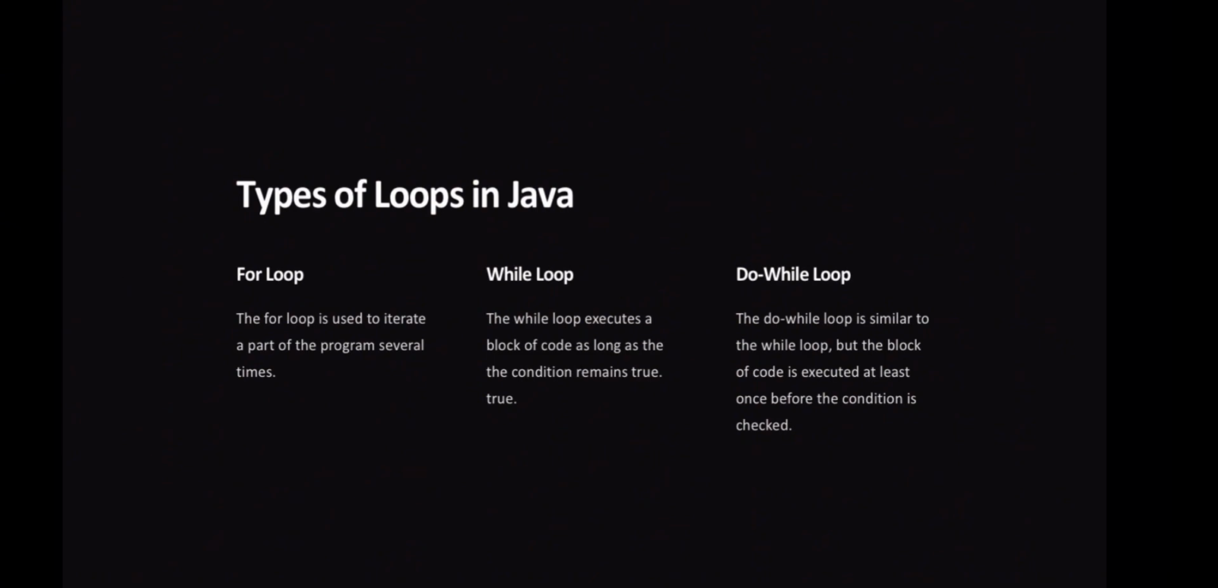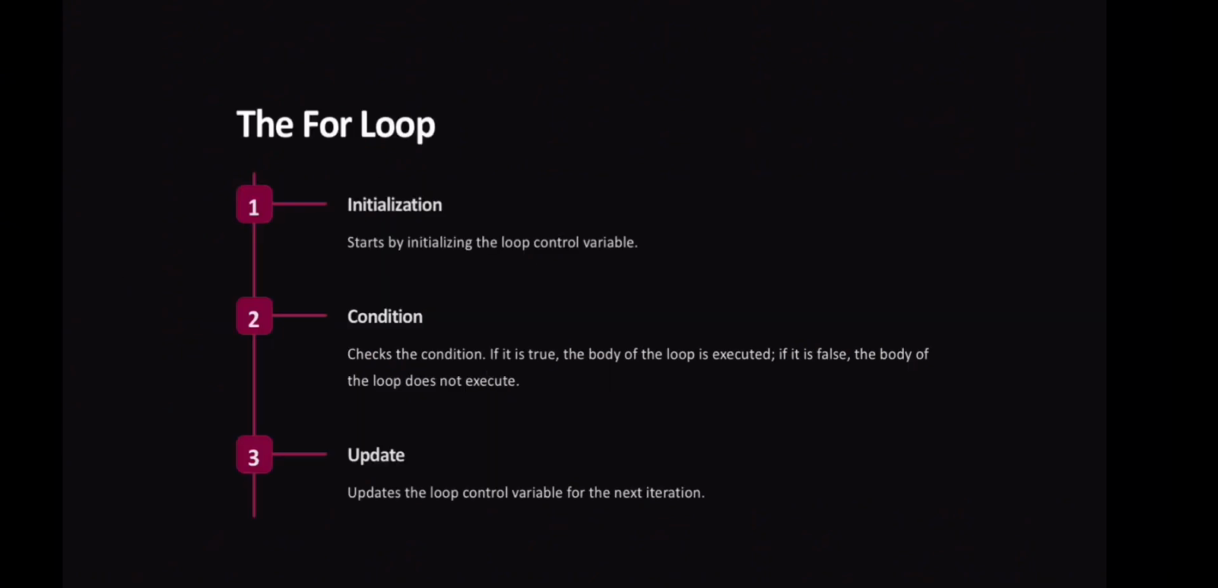The for loop starts by initializing the loop control variable, and then checks the condition. If it is true, the body of the loop is executed, and if it is false, the body of the loop does not execute. It then updates the loop control variable for the next iteration.